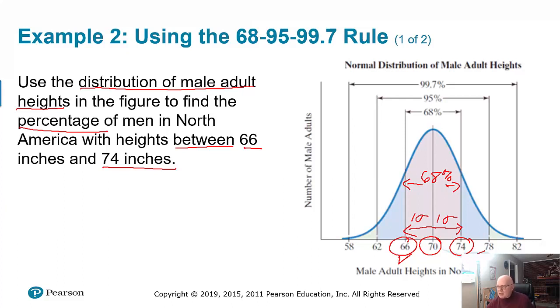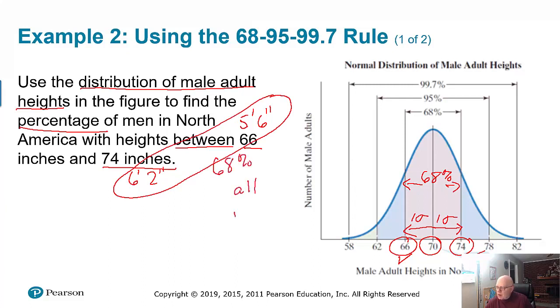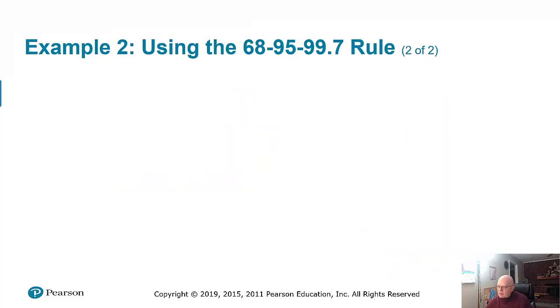And you might think about that. Remember, this one, the 66 inches, is 5 foot 6 inches, and this is 6 foot 2 inches. Now, doesn't it make sense that these 2 would cover 68% of all men in North America, adults that is? That's how you work it.